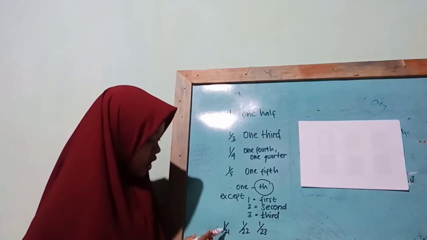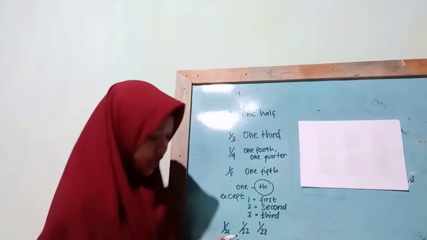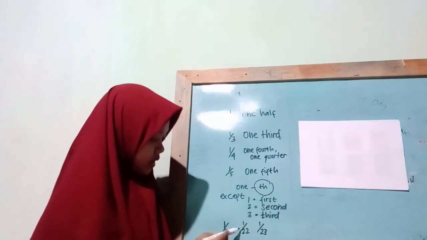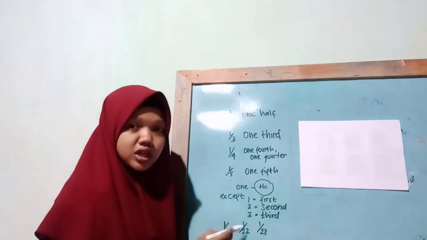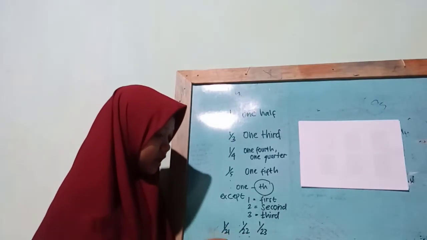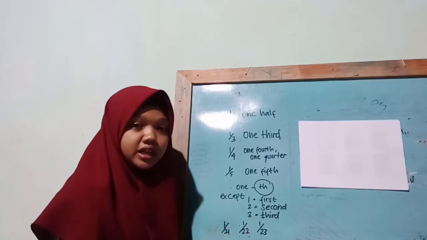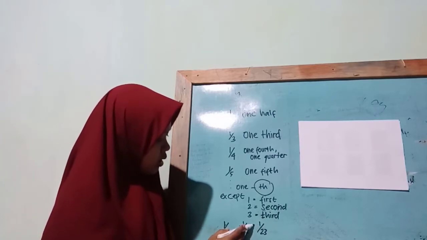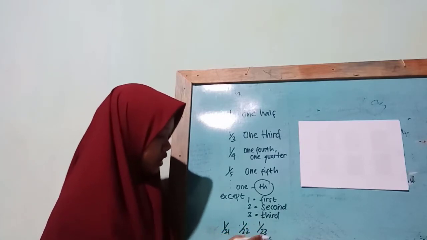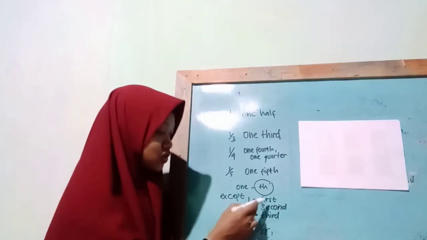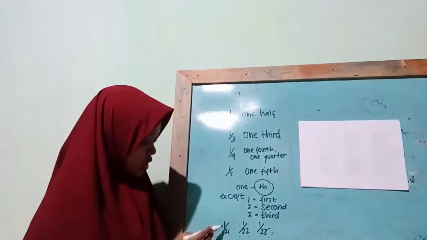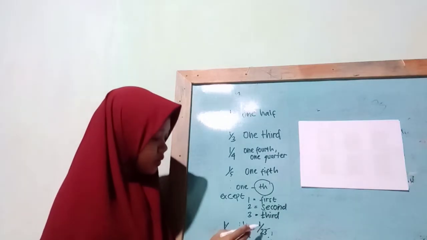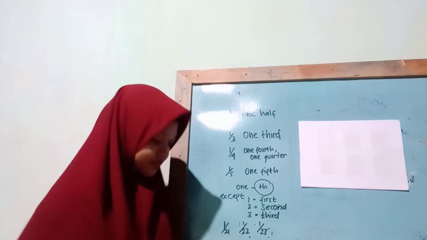except if the number ends in 1, 2 or 3. This number is 1/21, if it ends in 1. This is 1/22, if it ends in a 2. And the last, 1/23, if the number ends in a 3. So this is 1/21, 1/22 and 1/23.